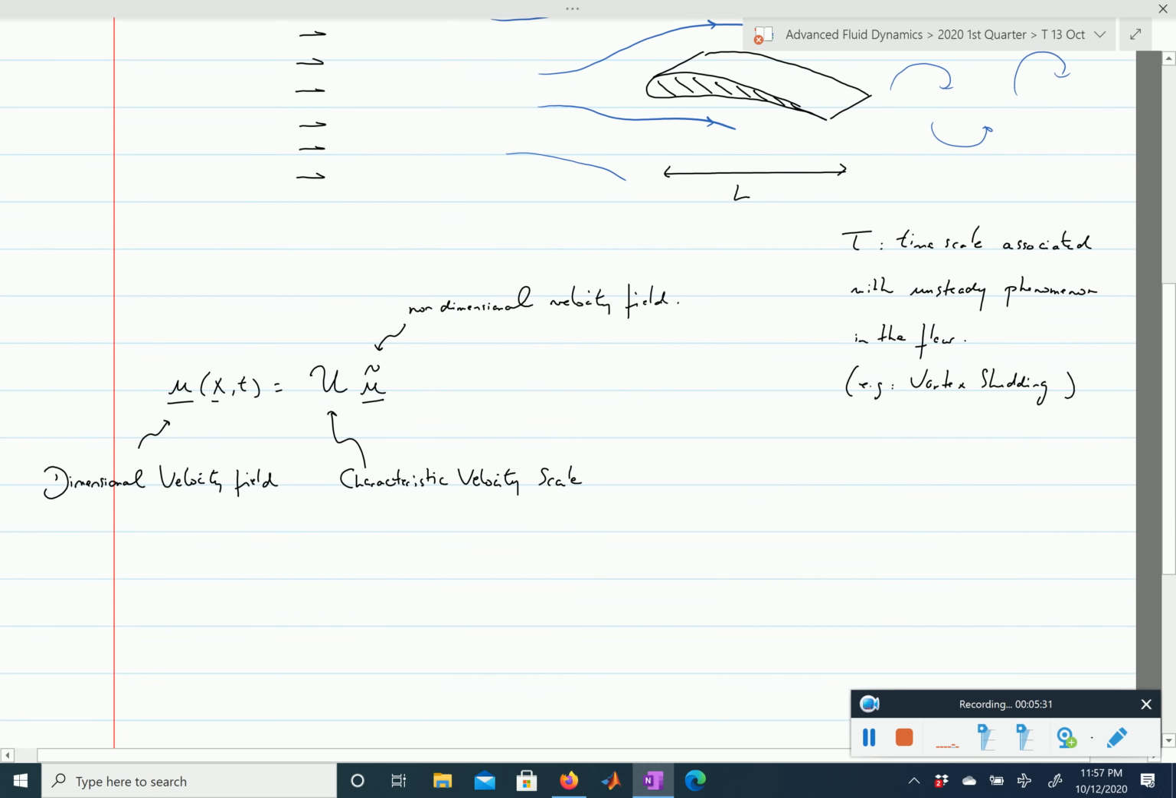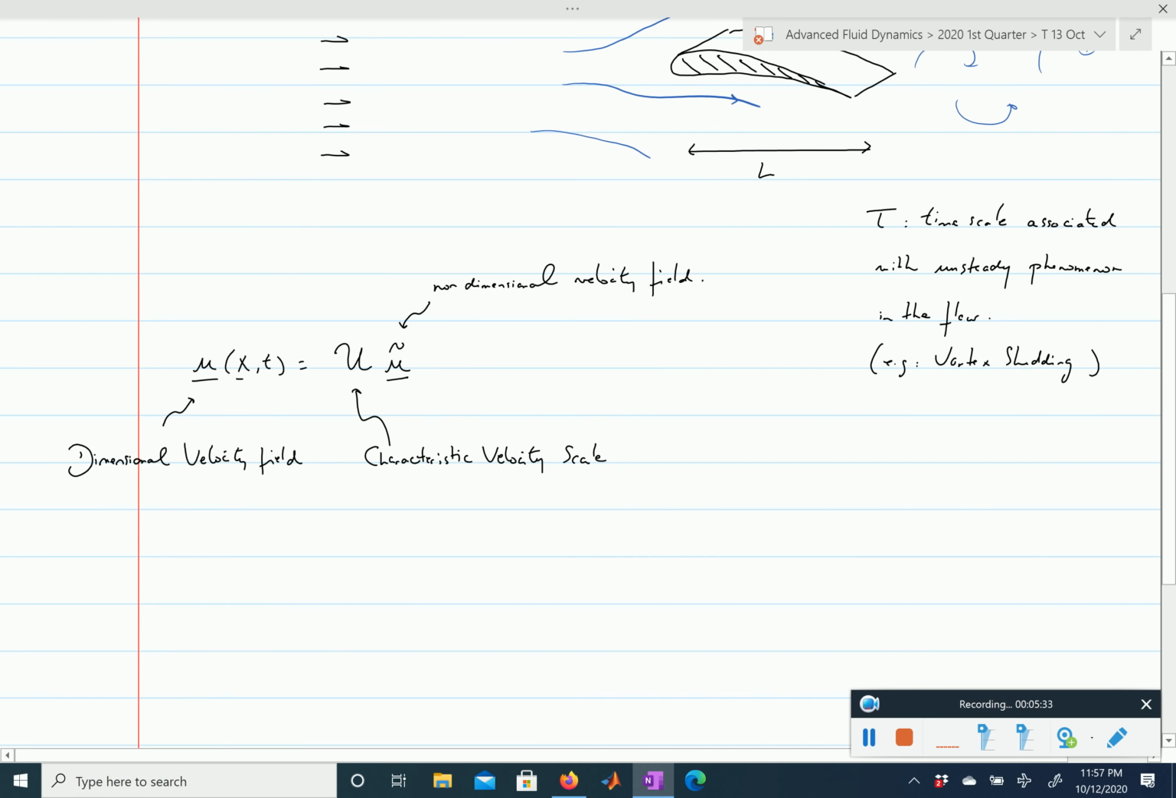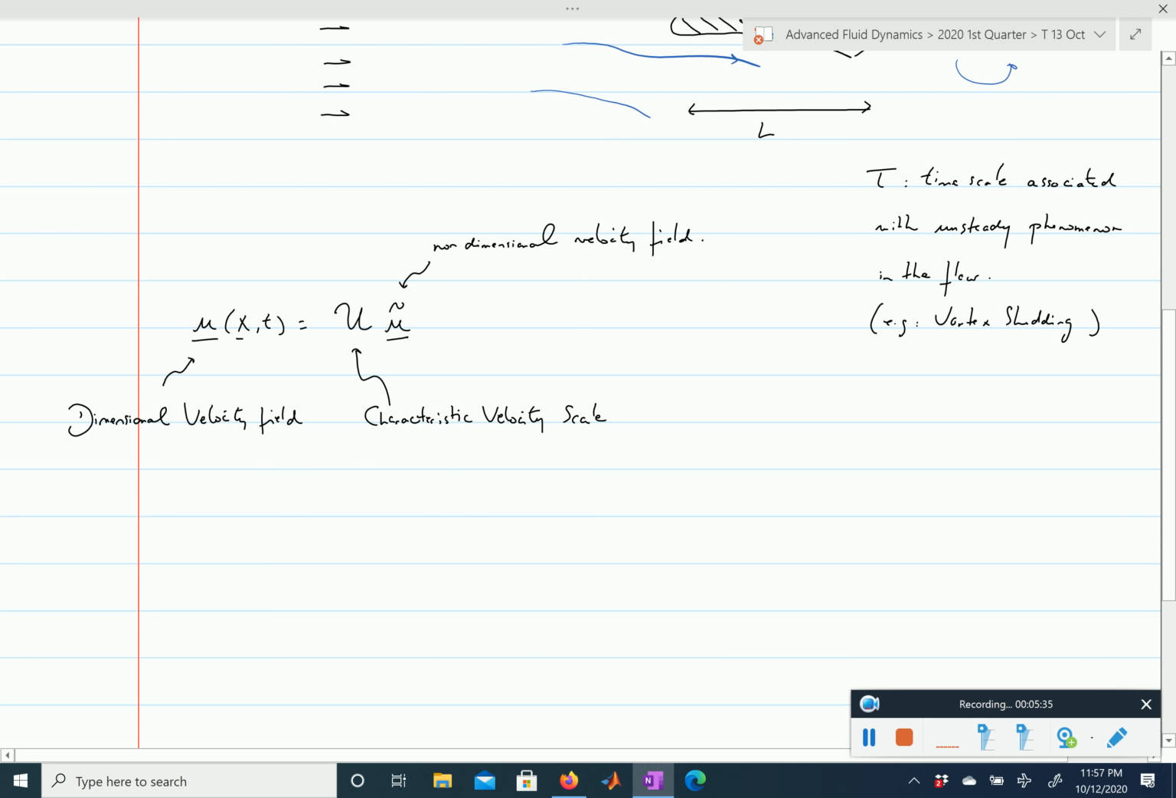Okay, but there are other quantities which we have to non-dimensionalize inside of the Navier-Stokes equation. The first one is everything which has to do with position, so x here. We have to non-dimensionalize x, and again we're going to write it as a non-dimensional position vector times our characteristic length scale. And we can do the same with time. Time would be equal to non-dimensional time times our characteristic time scale.